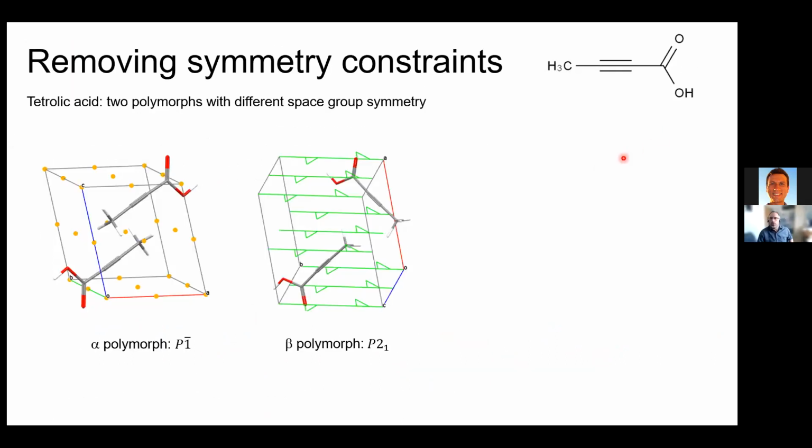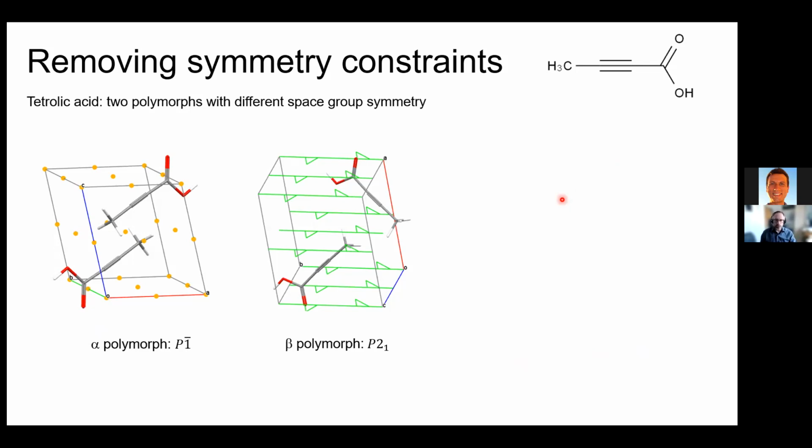We do need to start moving towards removing those symmetry constraints, because by applying symmetry to the allowed perturbations of our molecules within our crystals, we're limiting the types of transitions, and that might be overestimating barriers between structures. There may be lower energy barriers if we could allow things to move without constraints. So then we moved on to some other, still fairly simple systems, but where we need to remove those symmetry constraints. One that we looked at was tetralic acid.